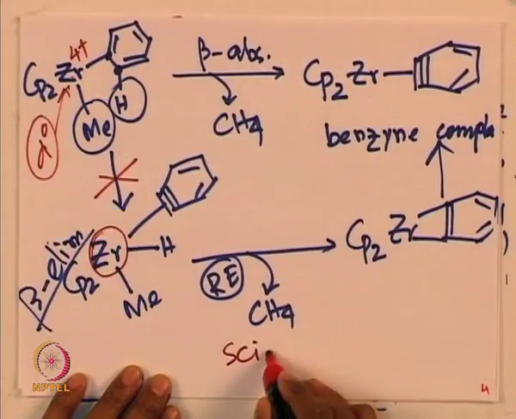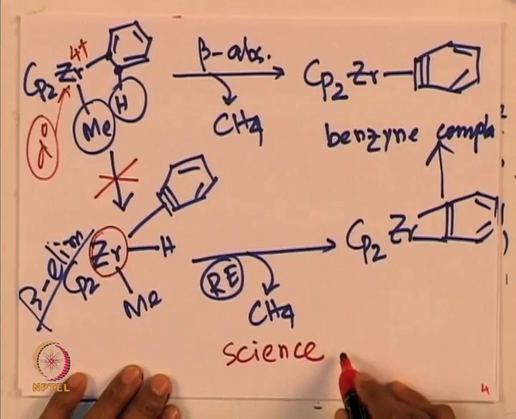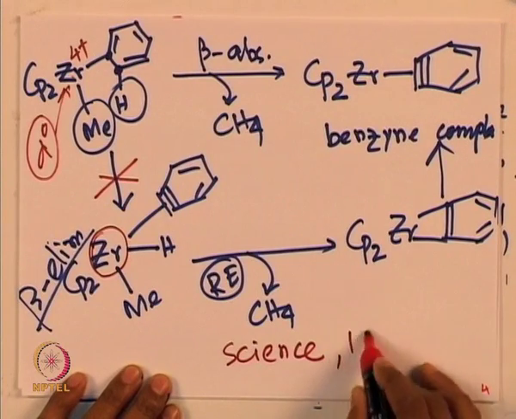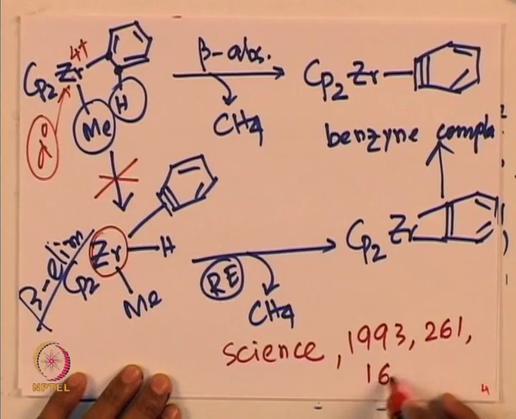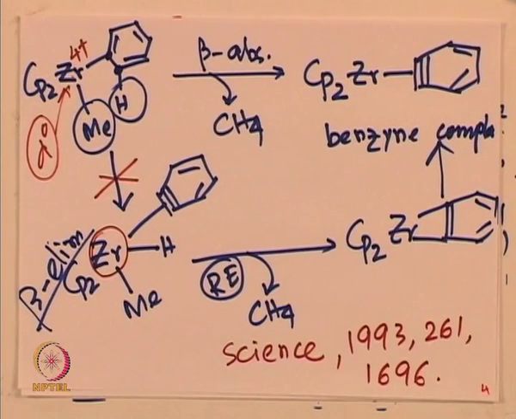This is a paper which is a classic in its own right. This is a Science paper by Steve Buchwald's group in 1993, volume 261, page 1696. So in this class, what we have seen so far is that there is a very subtle difference between alpha abstraction and alpha elimination. Similarly, a very subtle difference between beta abstraction and beta elimination.